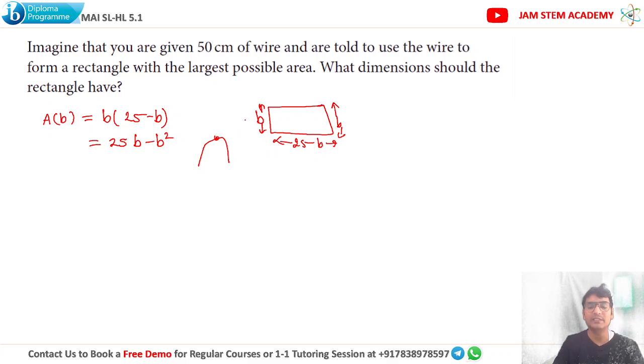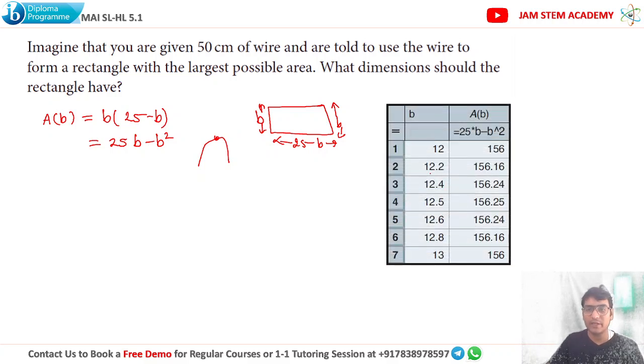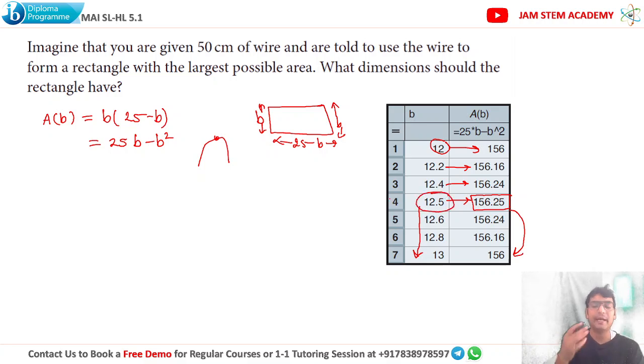For that we can construct a table for different values of b. As you can see here, b as 12, the area value is 156, b is 12.2, area is 156.16, and if I keep increasing the value of b, my area value increases accordingly, but after 12.5 the area value starts to decrease. So at 12.5, I'm getting a maximum value. From this table, I can say there is a possibility that I will get the maximum value at 12.5.